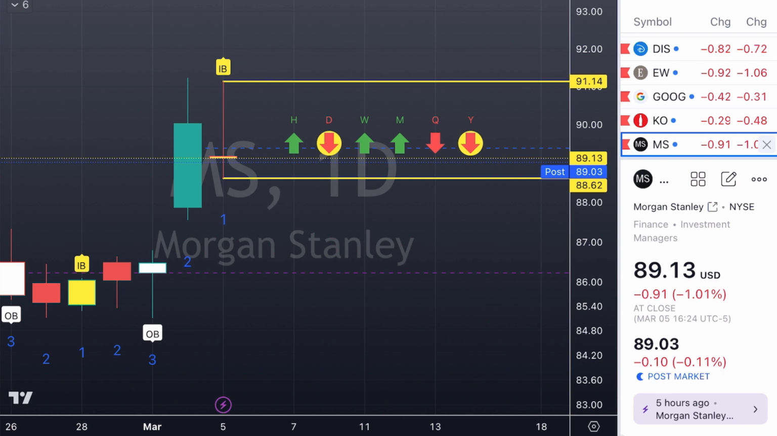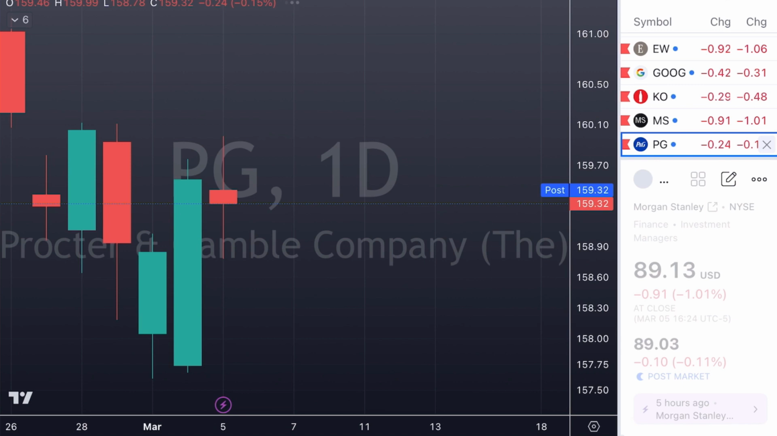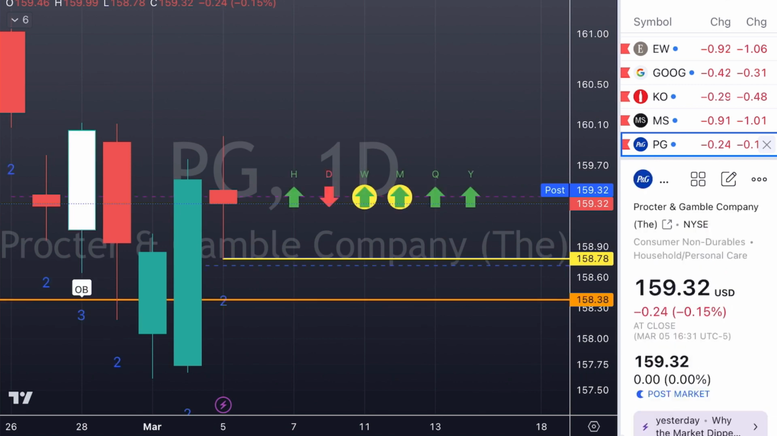We'll look for the puts there. 88.62. Calls are still possible at 91.14, so pay attention to that. Procter & Gamble, 2 up, finish red. We look for the puts, 158.78.